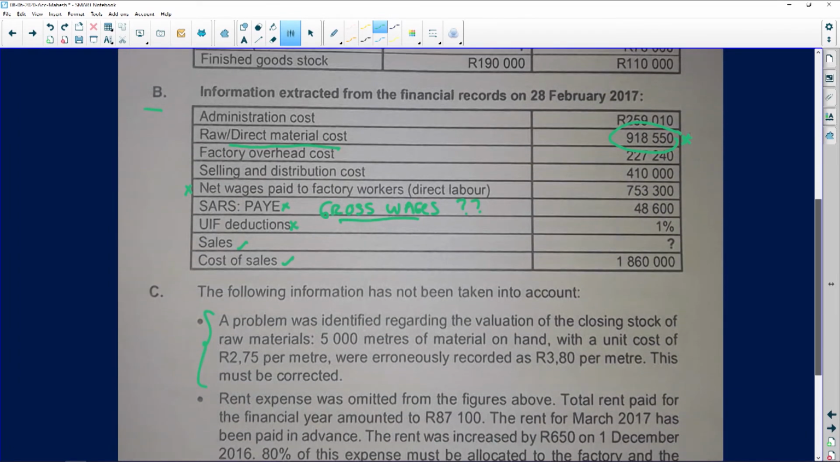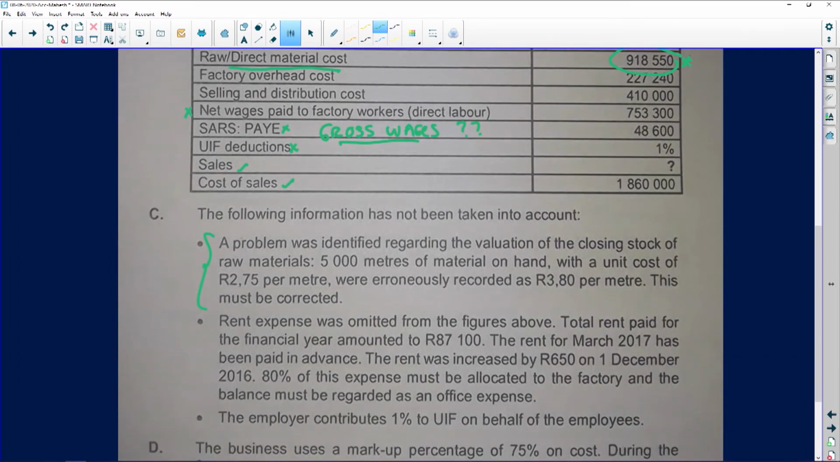Now let's go to our additional information. Let's read through this information first. A problem was identified regarding the valuation of closing stock of raw materials. 5,000 meters of materials on hand with a unit cost of 2 Rand 75 per meter was in error recorded as 3 Rand 80 per meter. This must be corrected. Okay, right, now guys, closing stock.